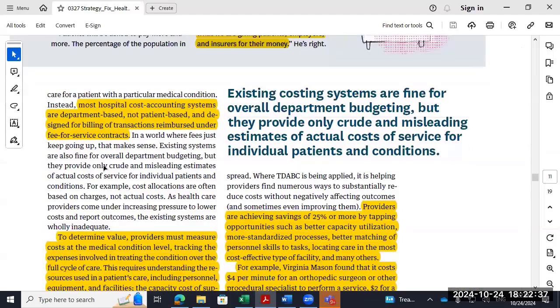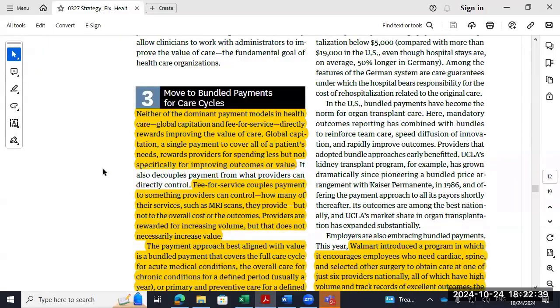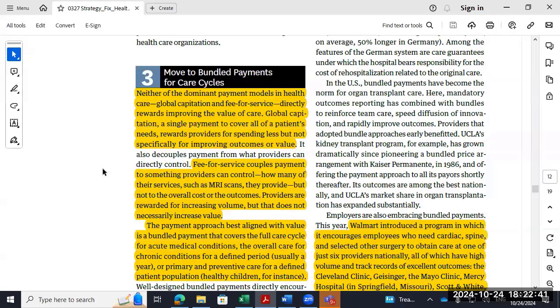All right, so there's the data part. I think that one's pretty tough. I don't think it's the toughest one, but that's certainly very tough. All right, number 3, bundled payments for care cycles.